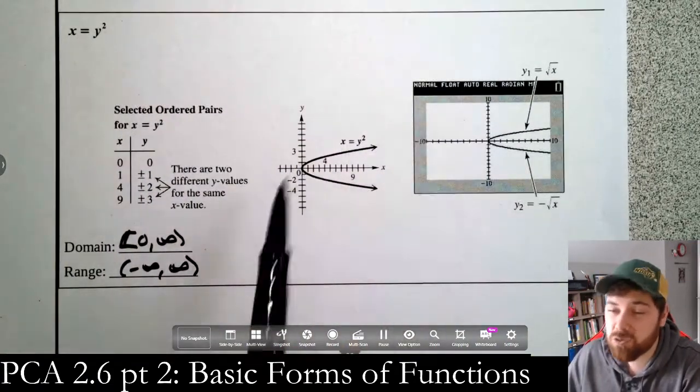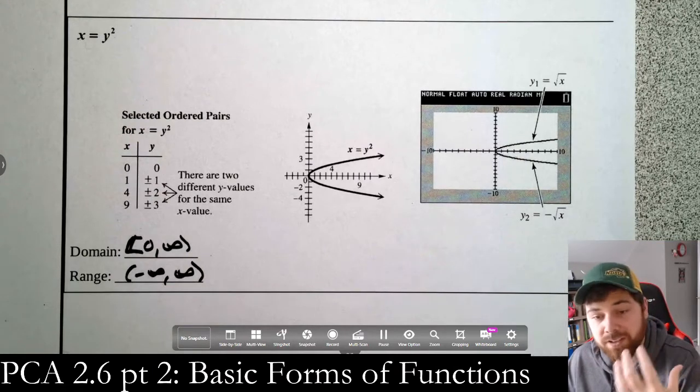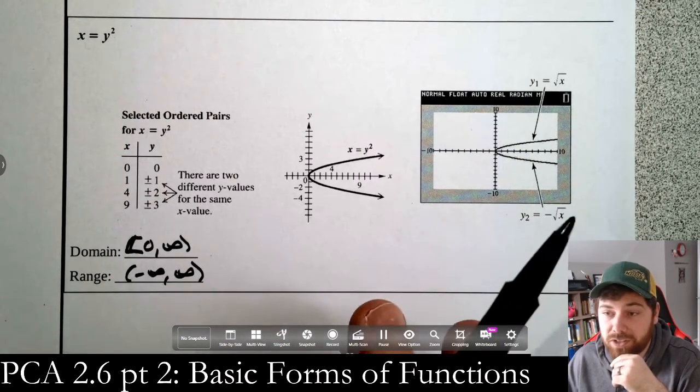But you can still draw them this way, okay? And that's very, very useful. It's still a relation. You can still graph it. You can still work with it. It's just not a function, okay?